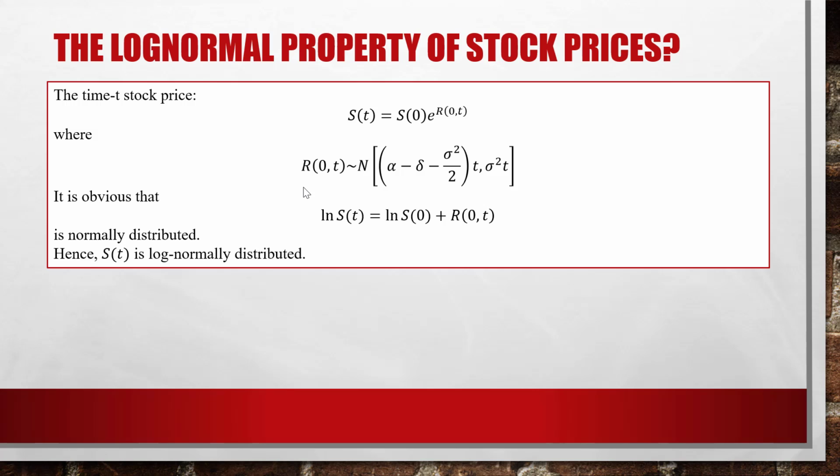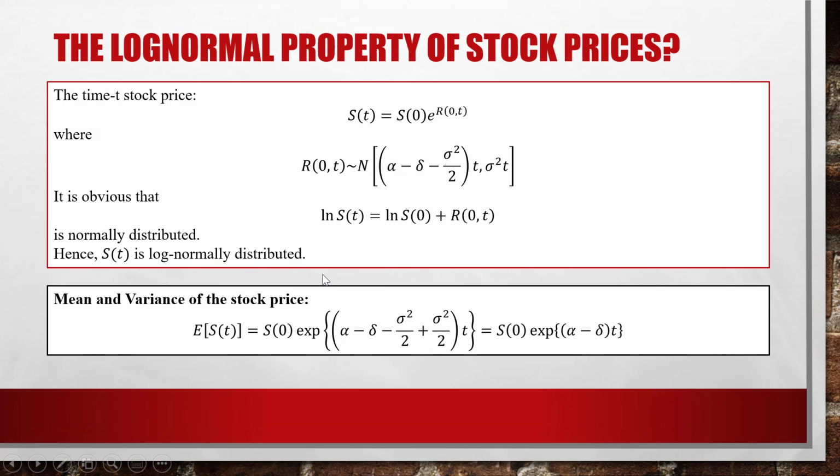It is obvious that natural log of S of t is equal to natural log of S0 plus R0t. And because R0t is normally distributed, and natural log of S0 is a constant, so obviously natural log of S of t follows normal distribution. And by definition, since natural log of S of t follows normal distribution, S of t follows log normal distribution.